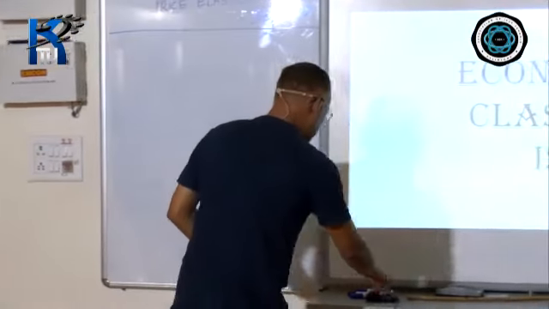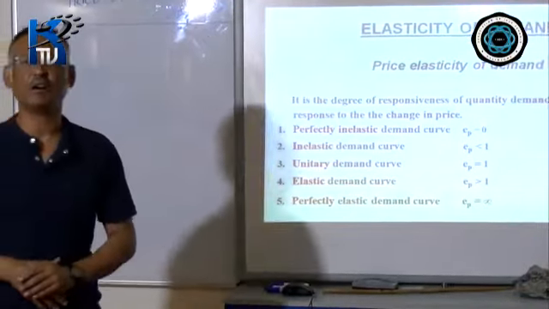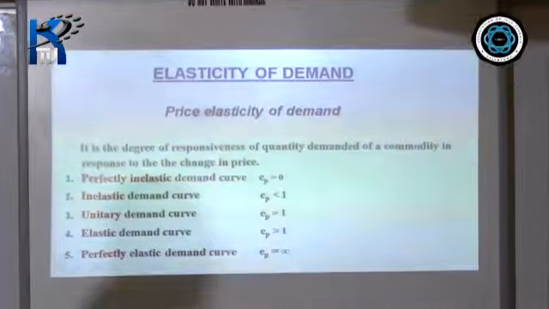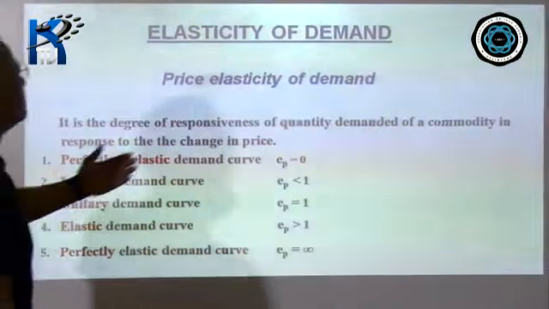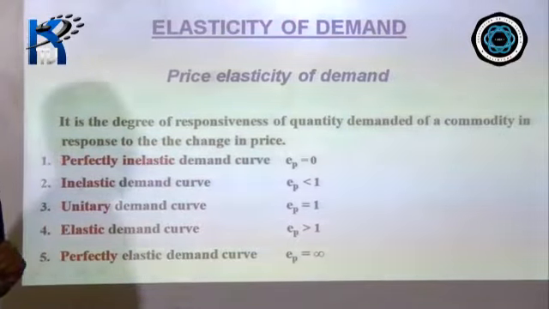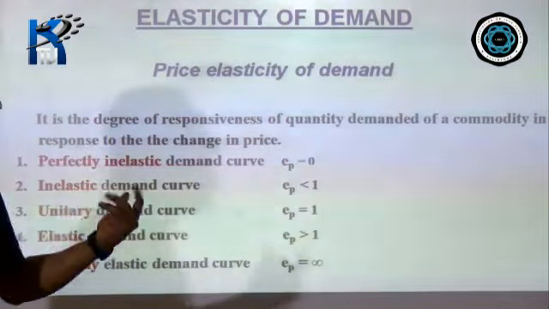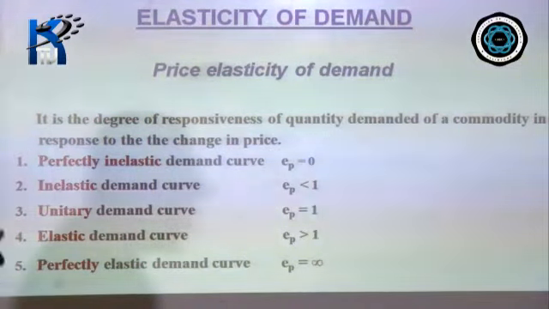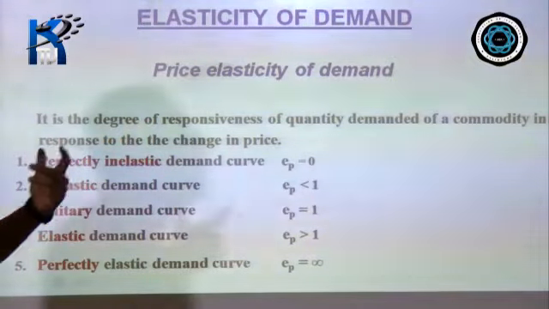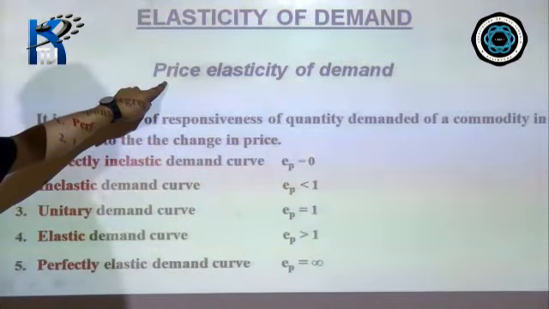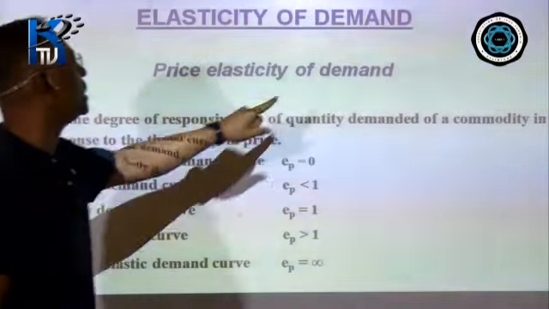Today I am going to start with elasticity of demand. Elasticity of demand means how much will the demand change when factors change. If the price changes, how much will the demand change? If your income changes, how much will your demand change? If the price of another commodity, substitute good or complementary good changes, how much will the demand change? The first one I am going to discuss is when there is a change in the price, how much will the demand change?